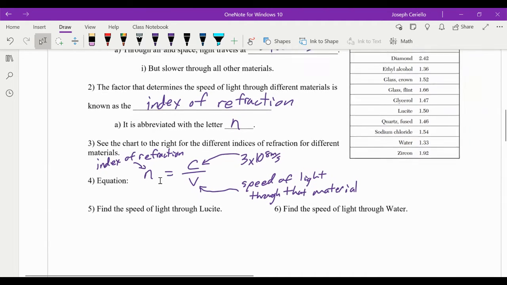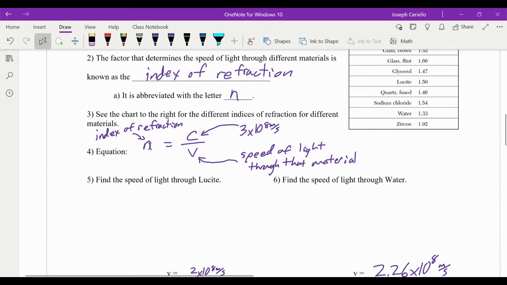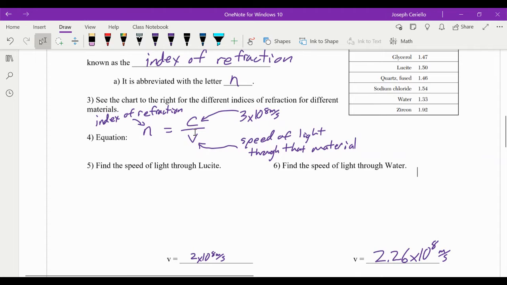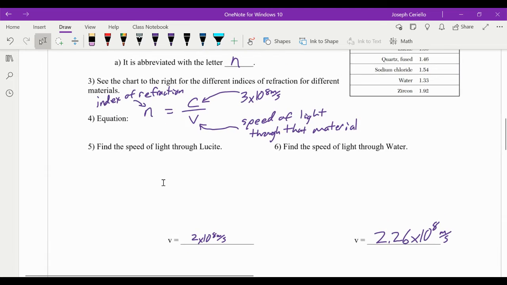So to find the speed of light through a different medium, we use this equation: n equals c over v. n is the index of refraction of that material, c is 3 times 10 to the 8th, and v is going to be the speed of light in that material, which is going to be a little bit less than 3 times 10 to the 8th. What you might notice here is that if you put in 1 for the index of refraction, v will equal c. The speed of light in air is 3 times 10 to the 8th meters per second.